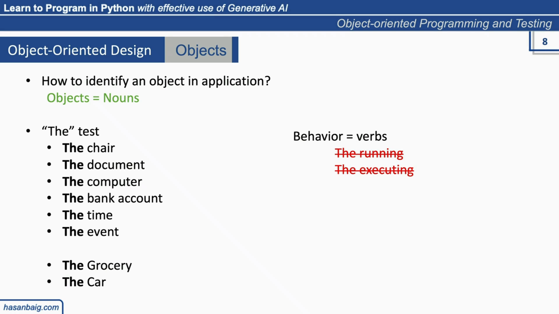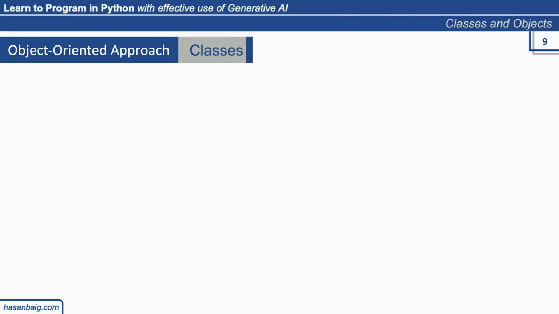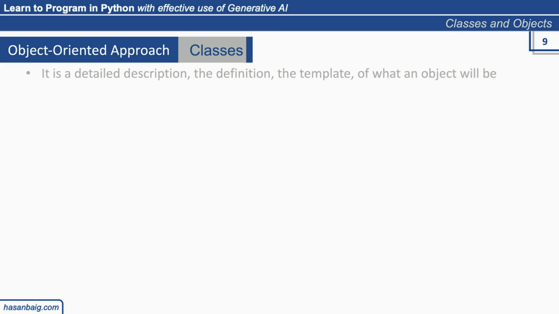Similarly in programming, in order to create similar objects, we need to have a blueprint. We need to have a template. And in programming languages, it is generally referred to as a class. So class is a term which refers to the definition or the template or a blueprint. It helps us create similar objects: one object, second object, third object, all will follow the same template.